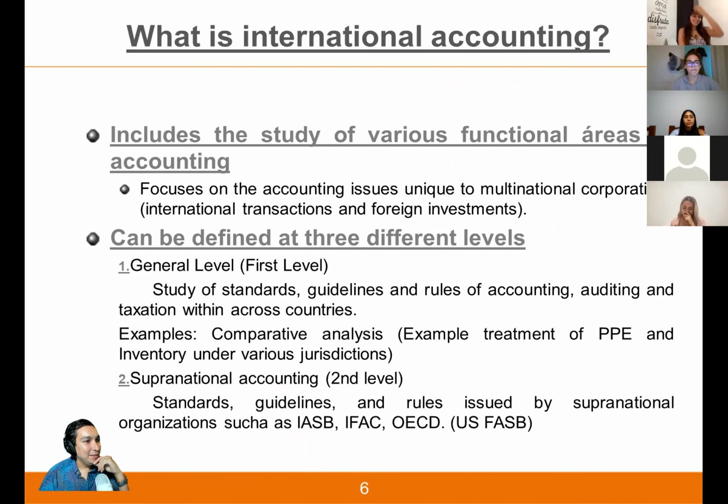What is international accounting? It includes the study of various functional areas of accounting. It focuses on the accounting issues unique to multinational corporations, international transactions, and foreign investments. That's very important. We will see transactions such as acquisitions and mergers. Mergers and acquisitions, M&A. Always that you hear that it's M&A. That's a super good strategy to grow.